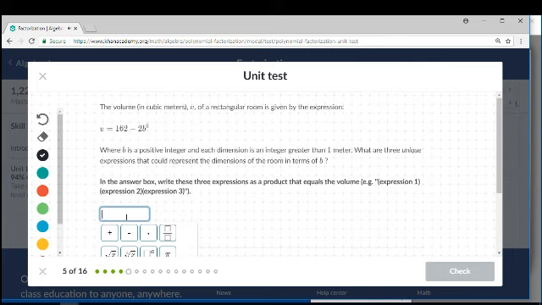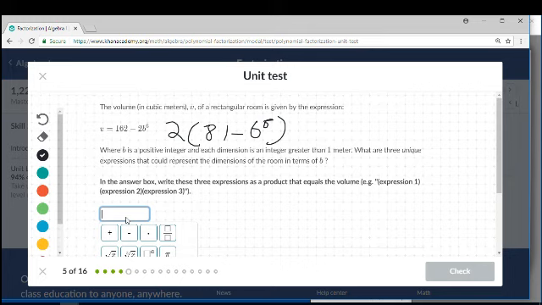All right, the volume in cubic meters of V as a rectangular room is given by the expression V equals 162 minus 2b to the 6th. So we're going to have to factor this in 3 terms, all right? So first we're going to factor out the 2. 2 times, let's see, 162 divided by 2 is going to be 81 minus b to the 6th.